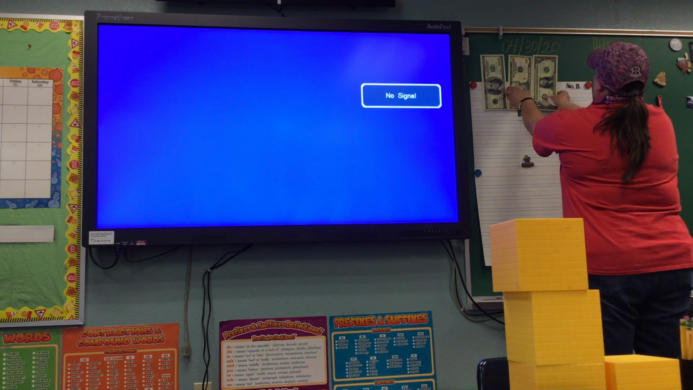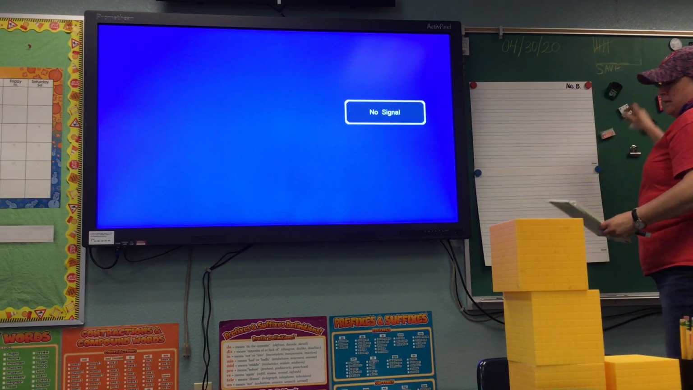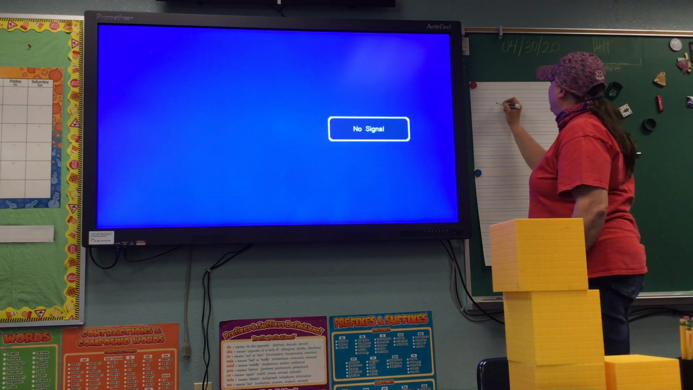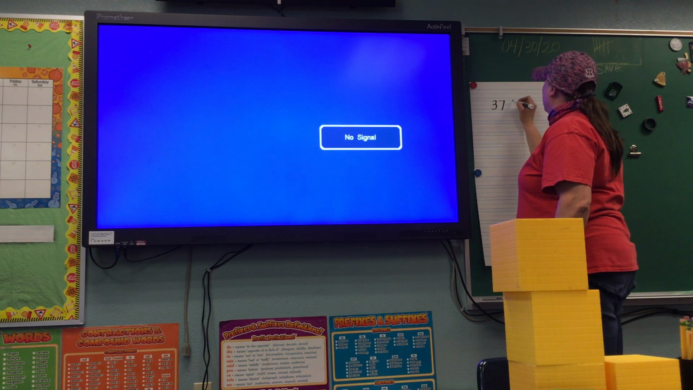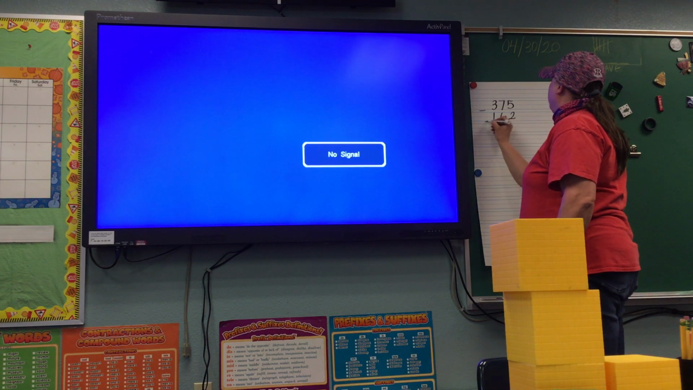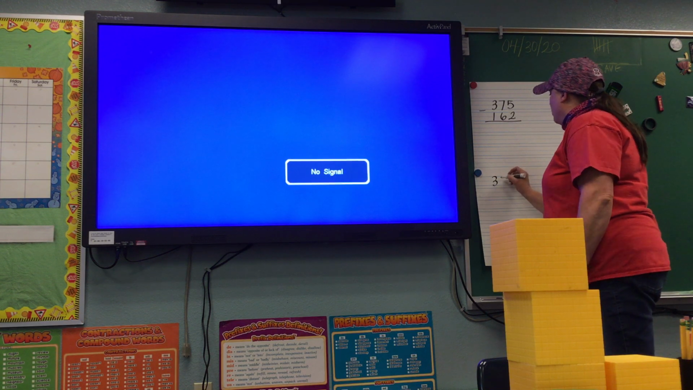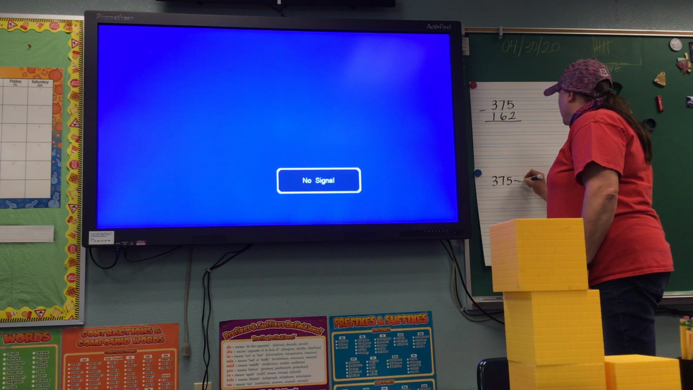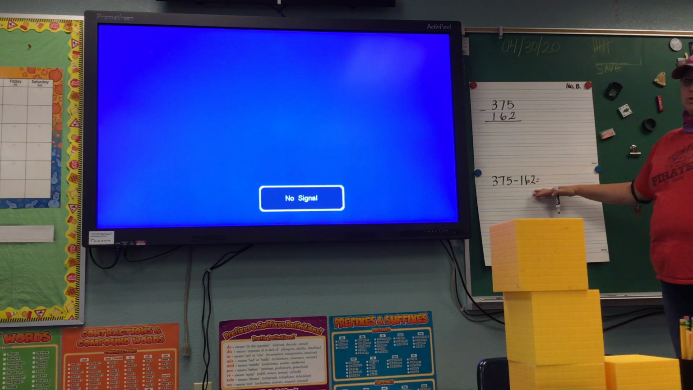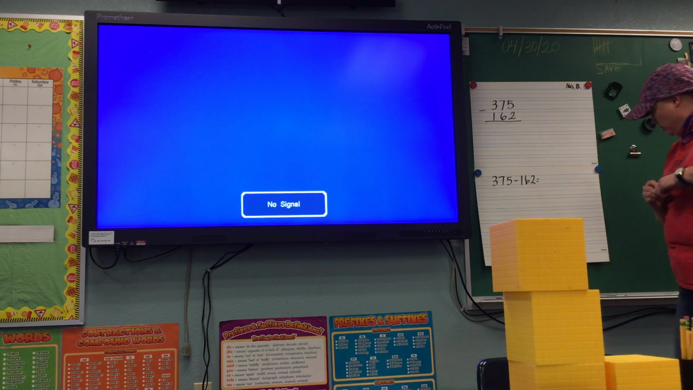Okay, let me get my big money out of there. Okay, here we go. I'm going to take the same numbers that we started with. I believe it was 375. And I am going to subtract 162. Okay, now again, if they had written this problem horizontally, 375, take away 162, and you're not sure how to do that, if you don't feel comfortable doing that, there's nothing here that says you can't rewrite the problem. I'm just going to rewrite it up there so I can work with it.